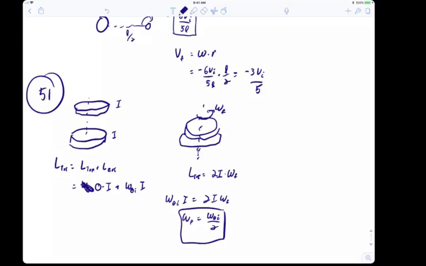Conservation of angular momentum. Have we talked about angular momentum in class? I think we're covering it next class. Not sure. Anyway, it's pretty fun.